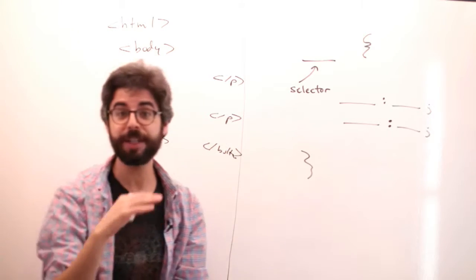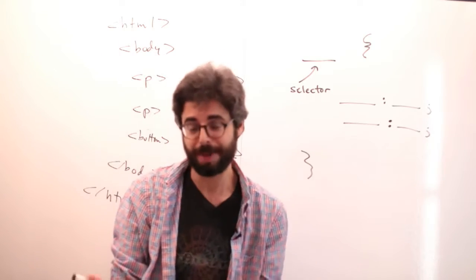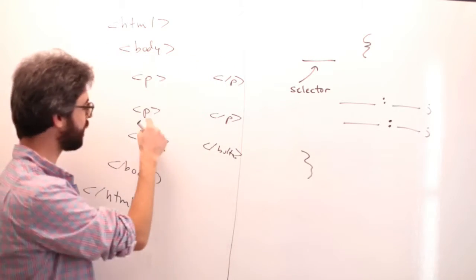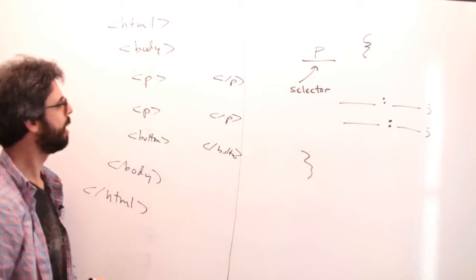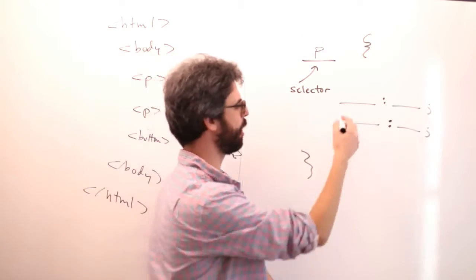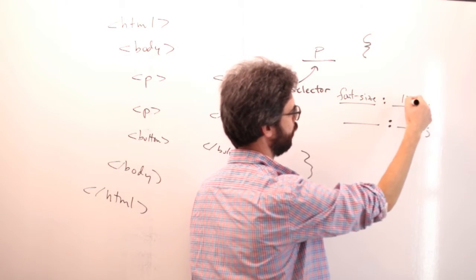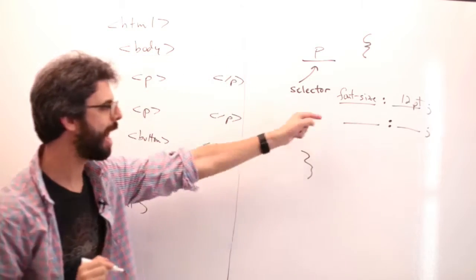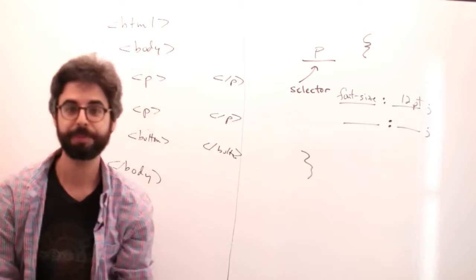So in the previous video I made about CSS, the only selector I talked about, if I recall correctly, is that you could select a tag. So if I put P here, then any style information that I put here, like font size 12 point, gets applied to all paragraphs.